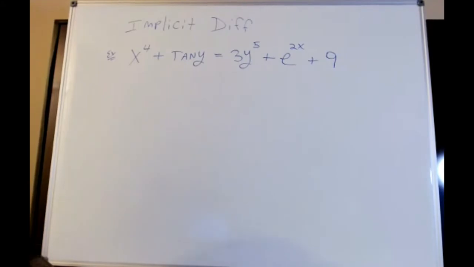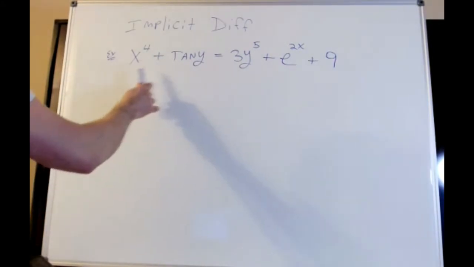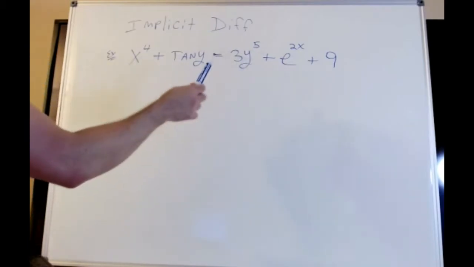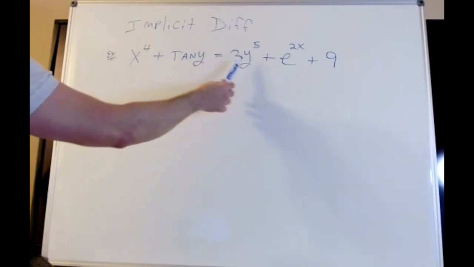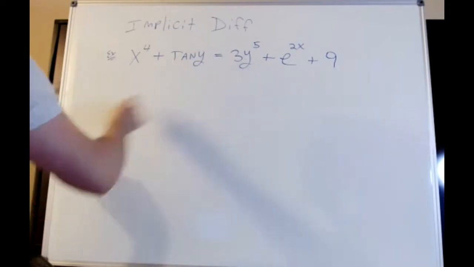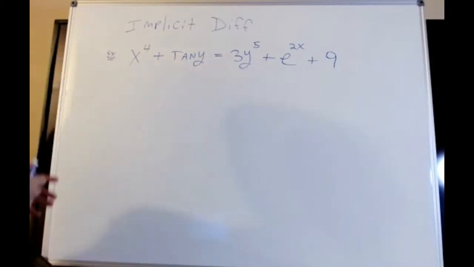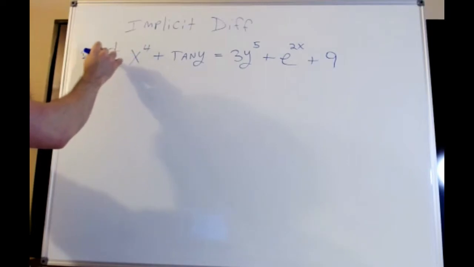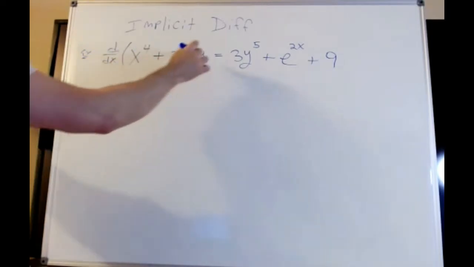All right, so the second example, this one is much, much harder. I have 5 terms. Doesn't seem that bad, but it's a lot to keep track of. And I want to point out that I have 2 different things that have a y. So when I take these derivatives, I'm going to end up with dy dx's. But this is what I want. I want dy dx.